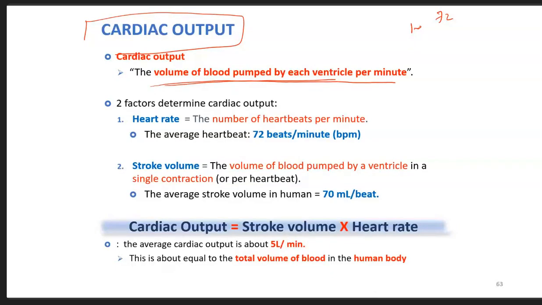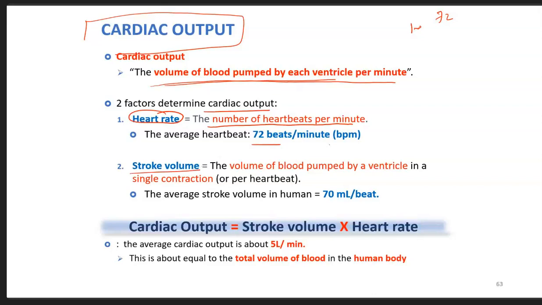So there are two factors that will influence the cardiac output. One is the heart rate. Okay, so what is heart rate? The number of heartbeats per minute. So the average is 72 beats per minute for a normal healthy person. 72 beats per minute. Okay, and then the second factor that determines the cardiac output is the stroke volume.